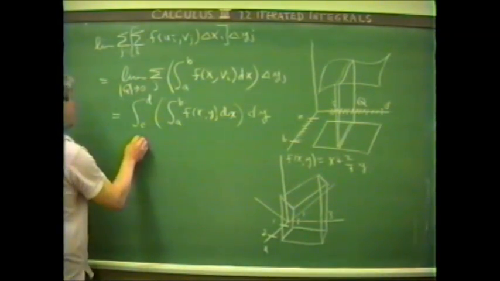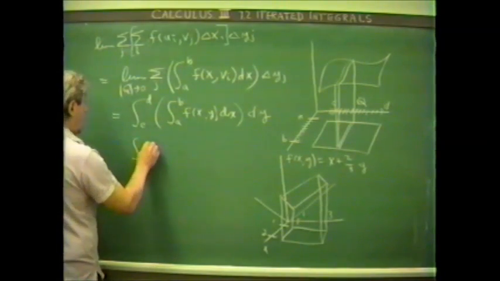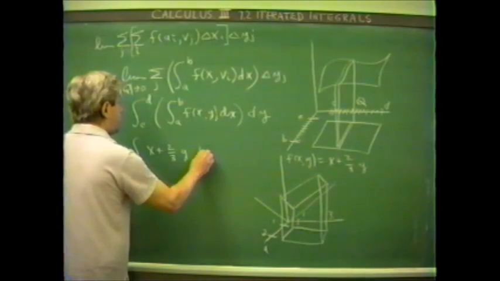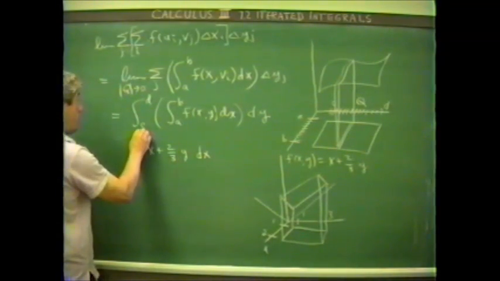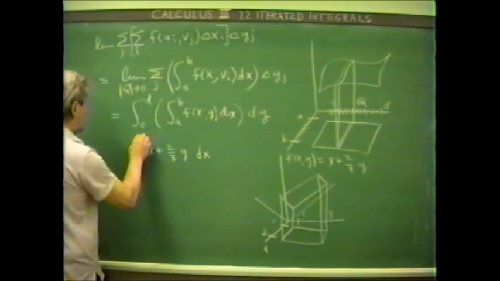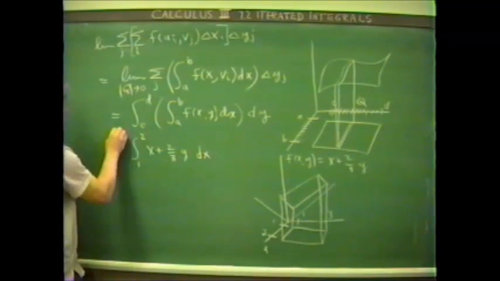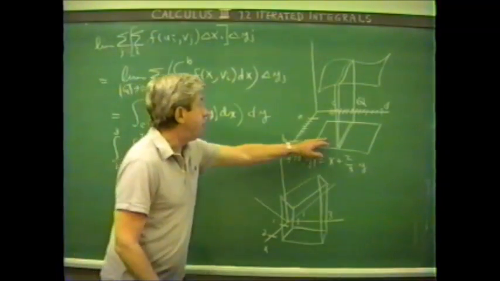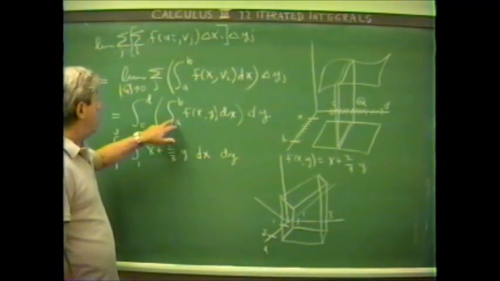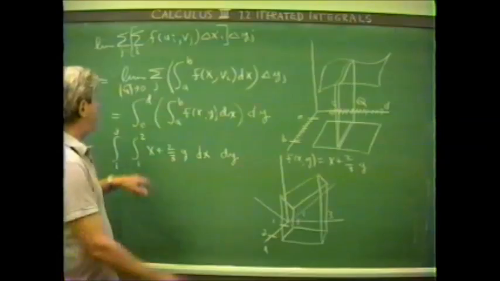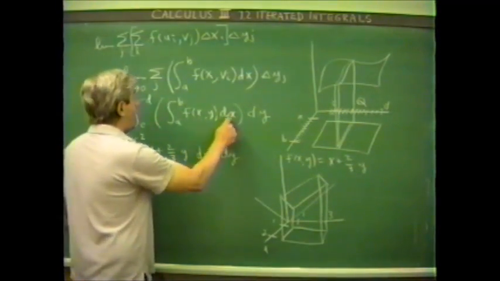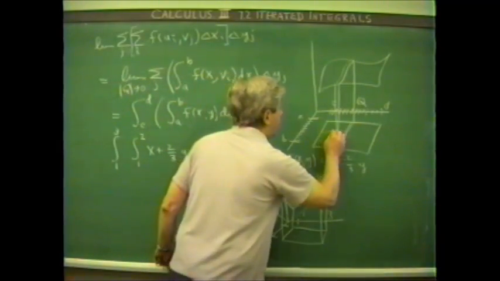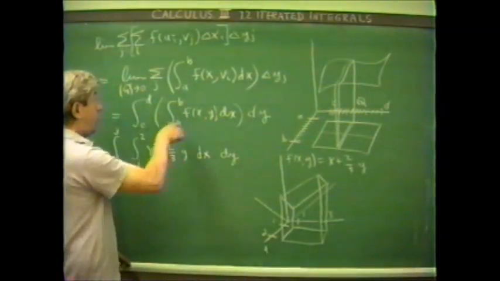Well, what we should do with this then is the following. We should integrate x plus 2/3 y with respect to x first from 1 to 2, and then integrate that from 1 to 3 with respect to y. Now, the same argument that was given here indicates that for a rectangle, you can do this the other way around also. We could integrate from c to d with respect to y first, and then integrate from a to b with respect to x. We would get the same result. We would just be doing things in this direction first, and then the other.